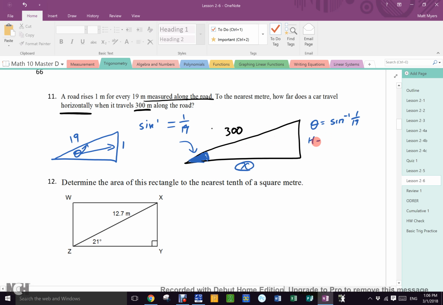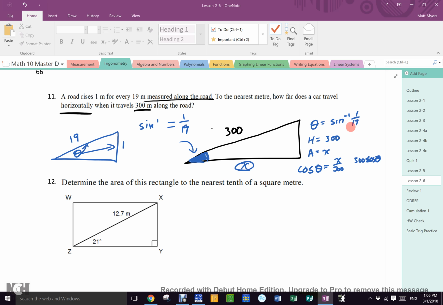And you know that your hypotenuse is 300, and you know that your adjacent is x. What uses A and H? Cos. So cos of that theta will equal x over 300. What do I do with the number on the bottom? 300 cos theta. Now I know cos theta is shift sine 1/19th, right? So if I do 300 times shift sine 1 over 19, am I going to get the answer? Yep. And what is it?